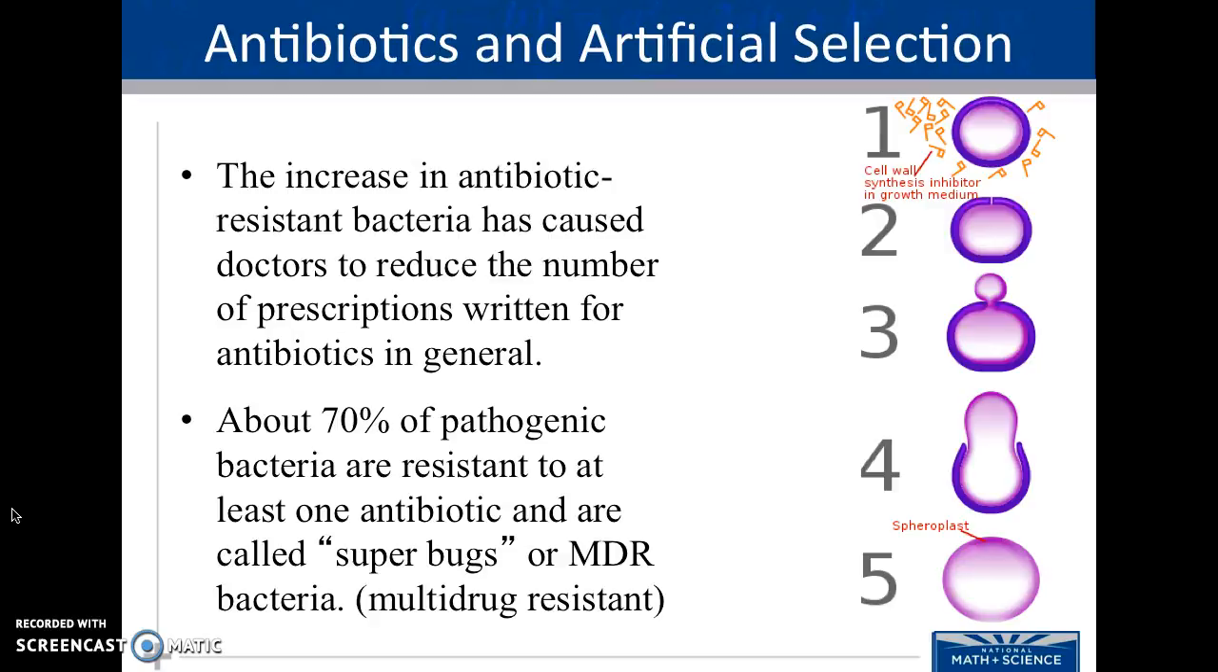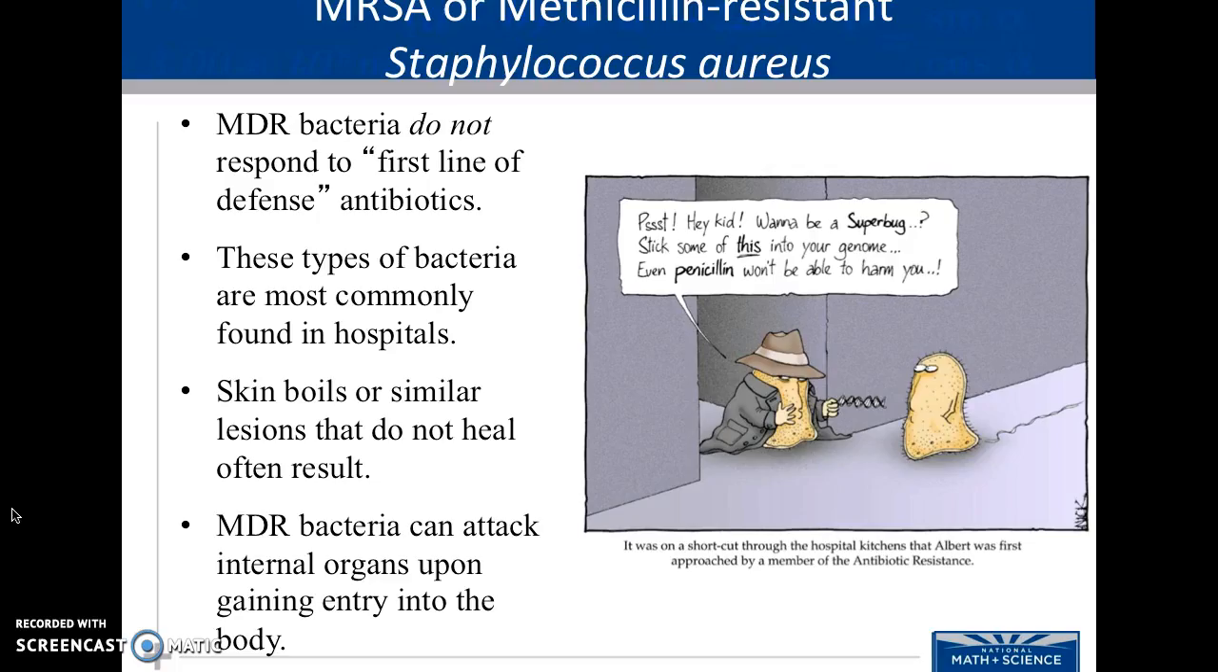This increase in antibiotic-resistant bacteria has caused doctors to reduce the number of prescriptions written for antibiotics. Because at this point, about 70 percent of bacteria are resistant to some sort of antibiotic. They're called superbugs, or MDR bacteria, multi-drug resistant. This is a very scary thing to think about, and a very real thing.